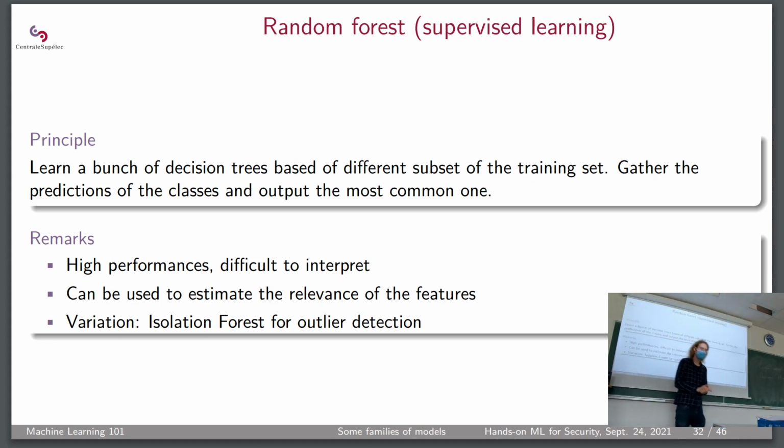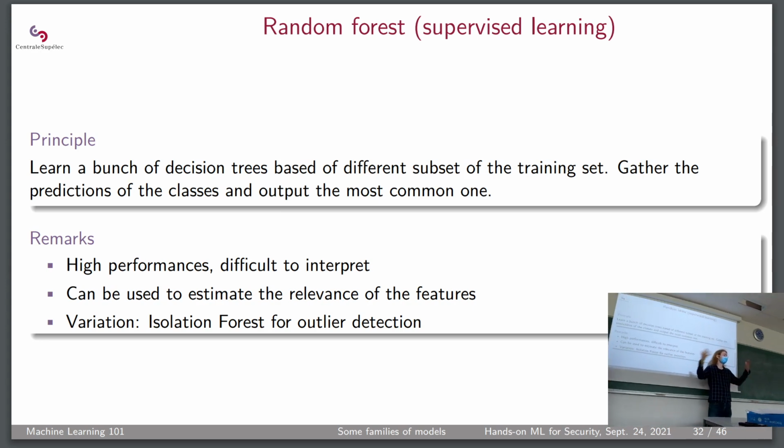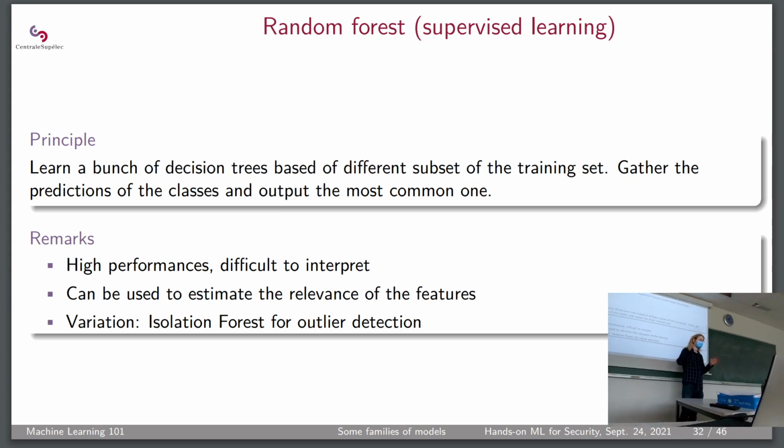Random forest works as follows. It's a bunch of decision trees that were learned with random subsets of the data set, so they are not all the same. And to do a prediction, you will just give an instance to all the trees, and do a voting system. So it has very good performances, but it's more difficult to interpret because you can have 200 decision trees, and it's not easy to check all of them.